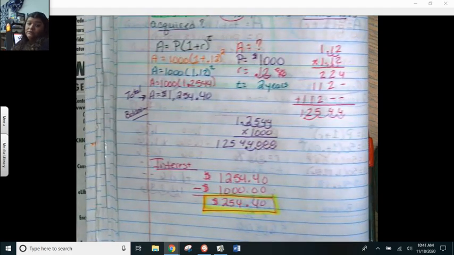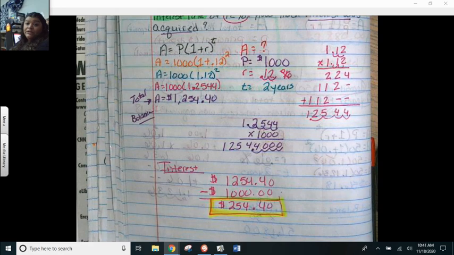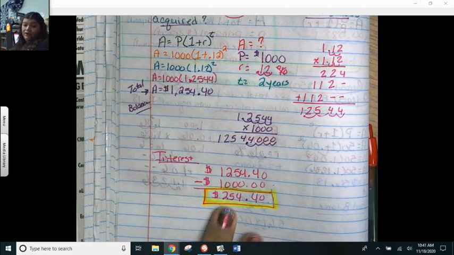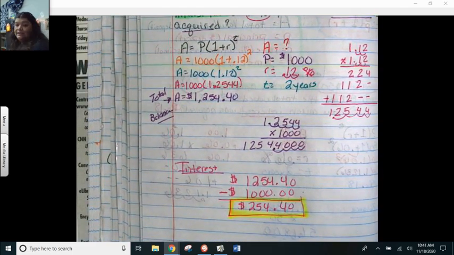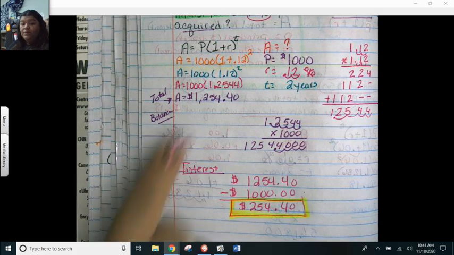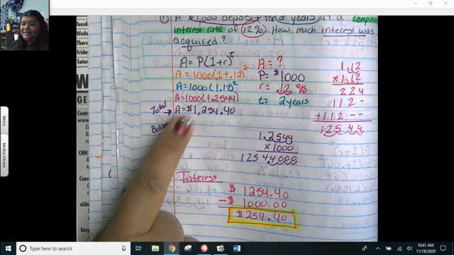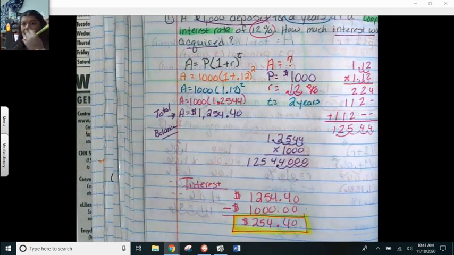So my new balance is $1,254.40, but they're asking for how much interest was acquired. I just subtracted that from my principal amount and figured out that they added to my account $254.40. Okay, so if you were here, you're on the right track. You just have to remember, oh yeah, this is the total balance. They just want the interest. I'll just subtract the principal, and I got it.